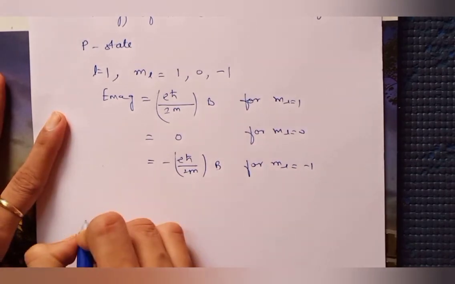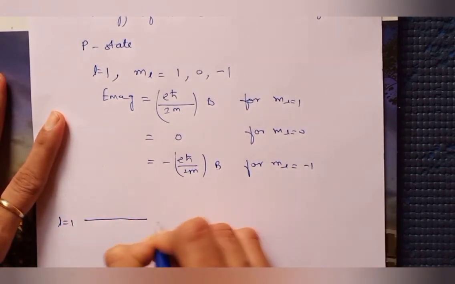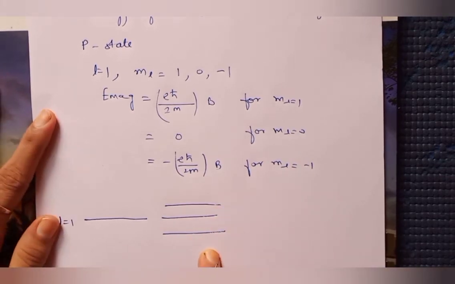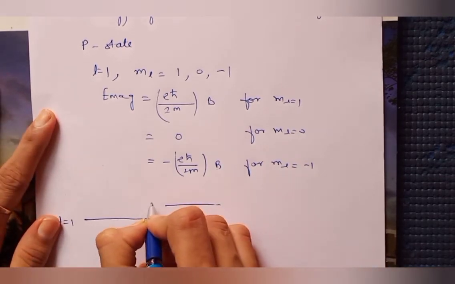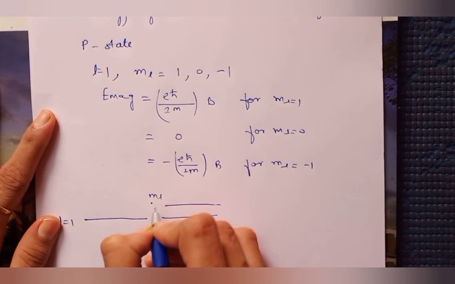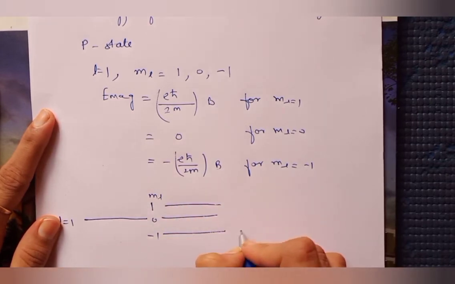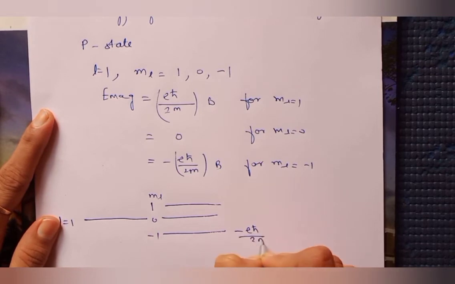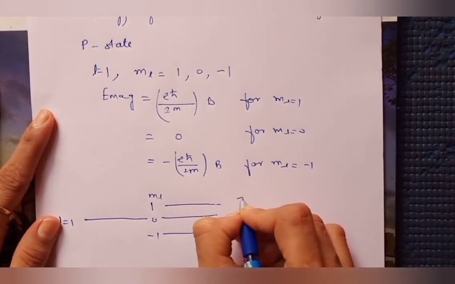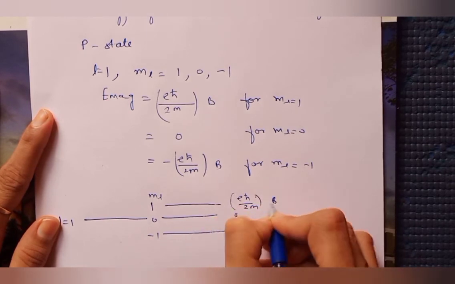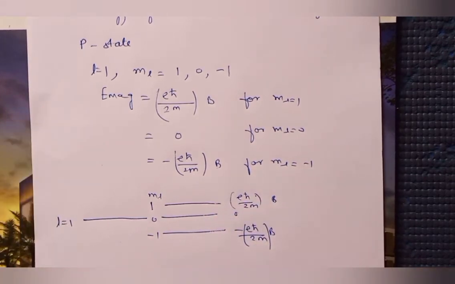So I can draw, see, for L equal to 1, this L equal to 1 level has split into 3 sub-levels. This is for ml equal to 1, 0, -1, and the corresponding energies are minus eh cross upon 2m into B, 0, plus eh cross upon 2m into B. This is how we can draw.